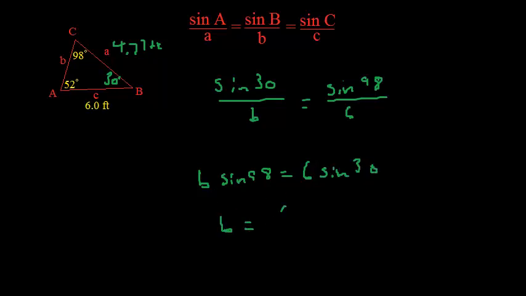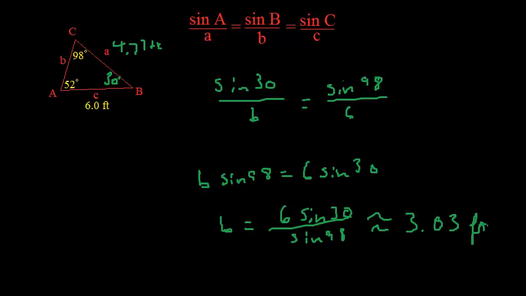So B is equal to 6 sine 30 all over the sine of 98. This is about equal to 3.03 feet. So I now know B is 3.03 feet, and I have solved for all of the angles and sides of that triangle using my law of sines.